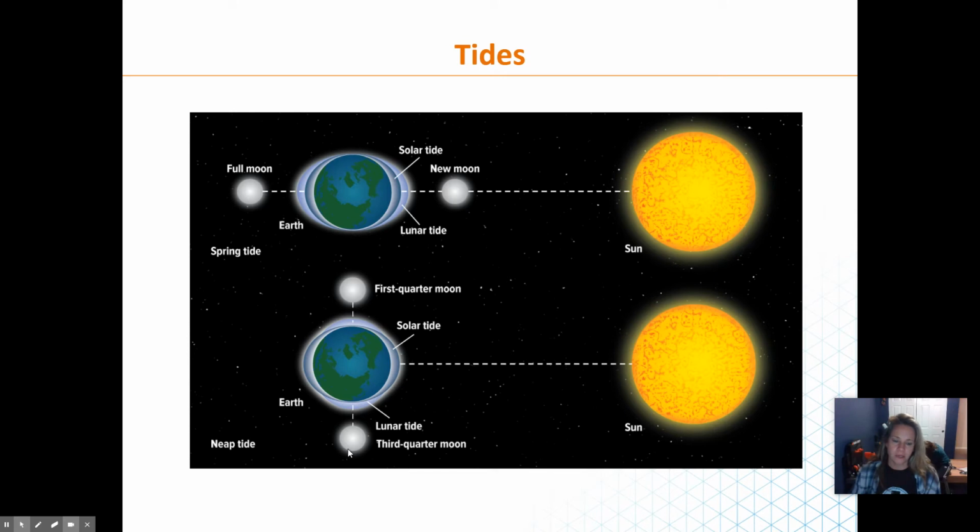And then neap tide just means that it's first and third quarter of the moon. So the moon would look like a half in the sky. So you've got this 90-degree angle. So you've got the moon pulling this direction. You've got the sun pulling this direction. So you've got kind of an average high and average low tide.